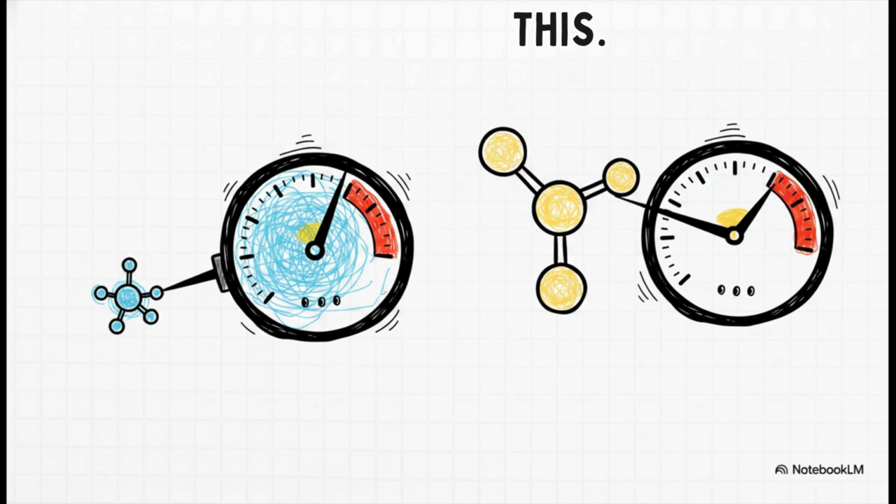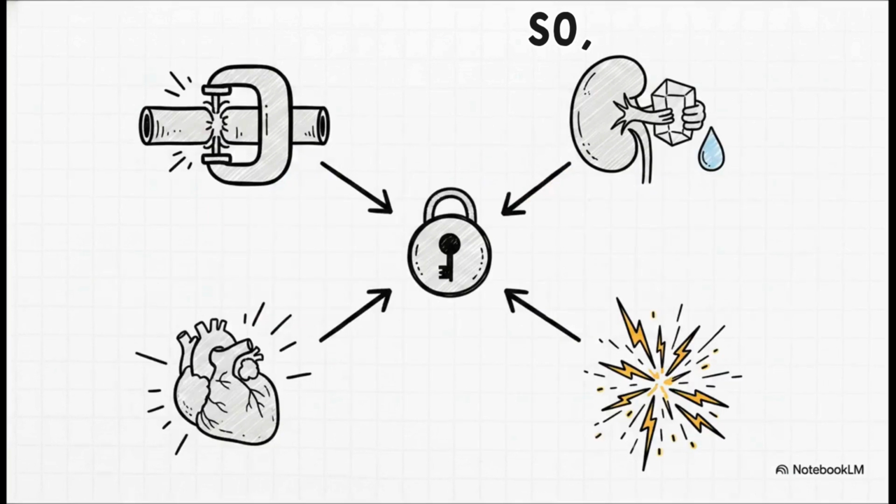Well, get this. Angiotensin 2 is roughly 40 times more potent at spiking your blood pressure. 40 times! It is an absolute powerhouse of a molecule. So how exactly does it manage that massive pressure spike? Well, it binds to what we call AT1 receptors, and basically launches a multi-pronged attack.